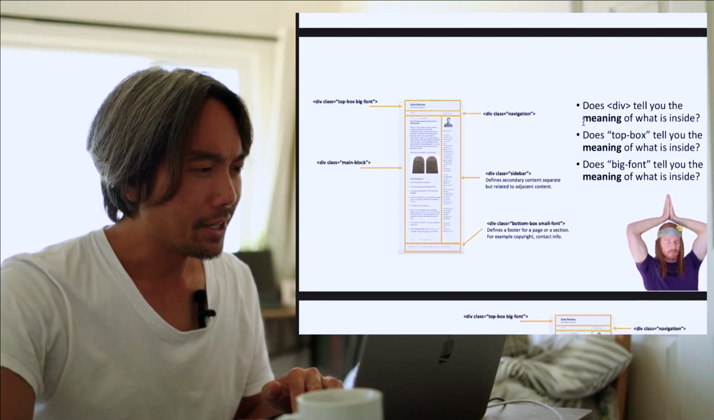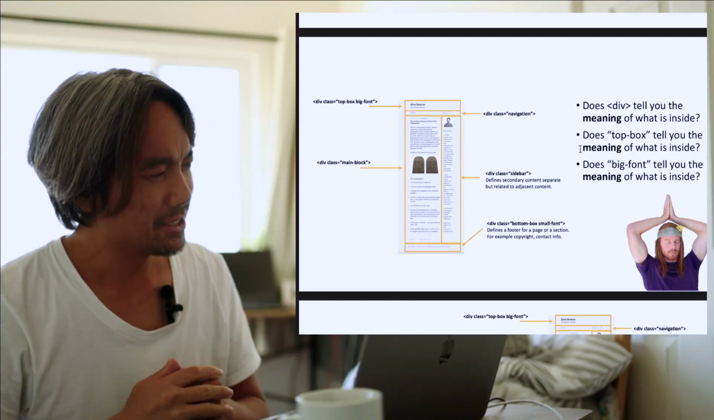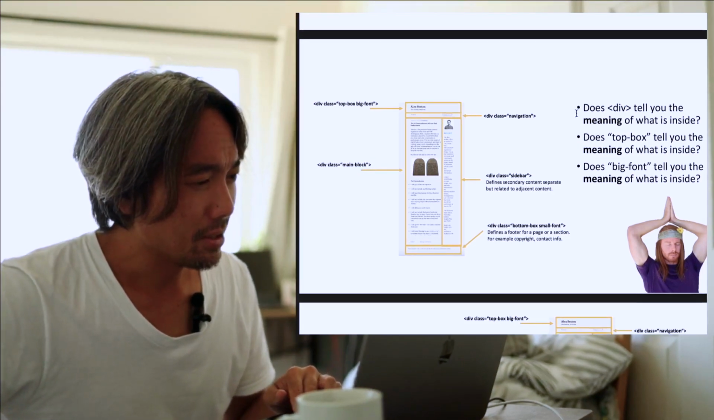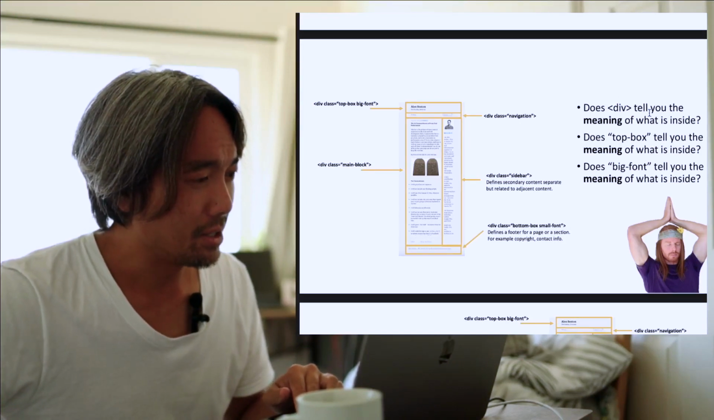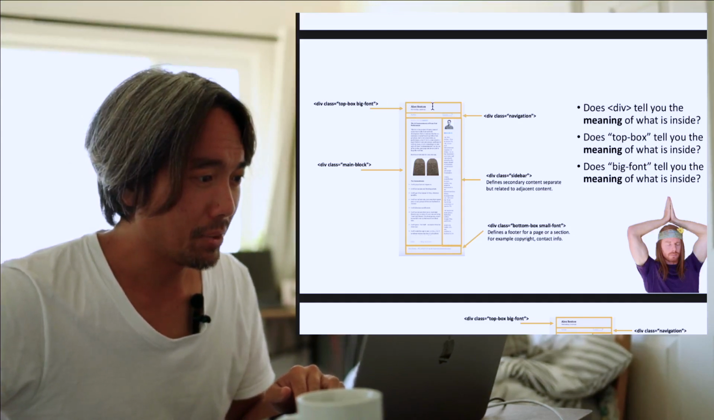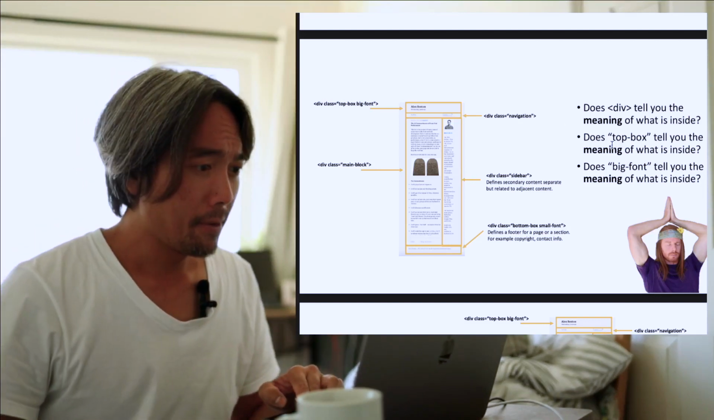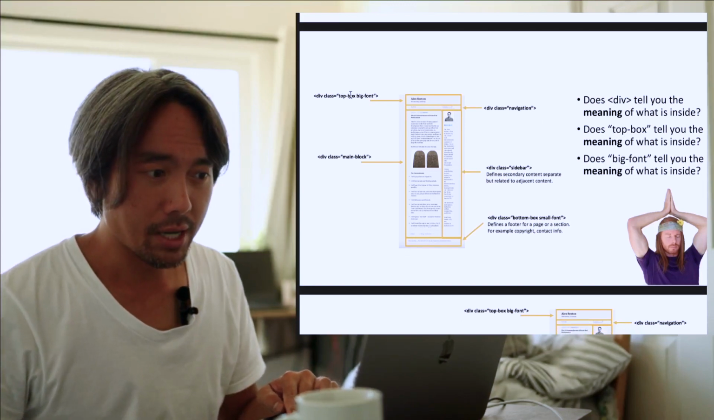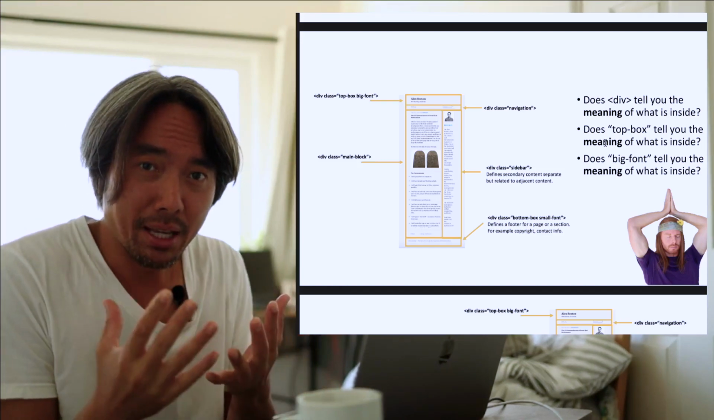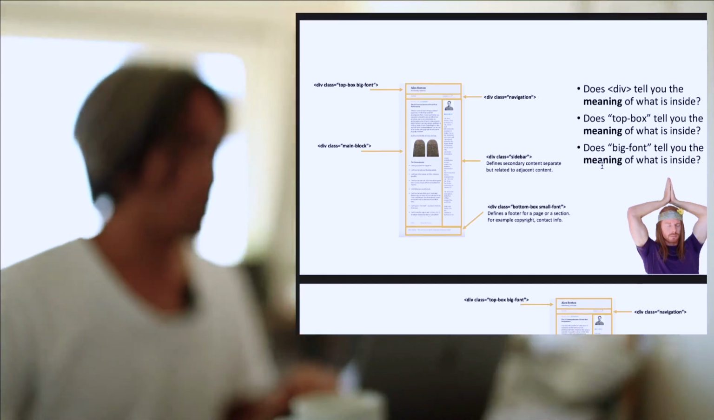All right, so then here the guru starts to give the elf a little bit of a whooping, maybe some slaps on the wrist. He says to the elf, does the div tell you the meaning of what is inside? The content, let's say up here, or any of these boxes, does div tell you anything about the meaning of the content? Does top box, so he chose this class name top box, does top box tell you anything about the meaning, the semantics of the content? Okay, he asks another, perhaps rhetorical, question.